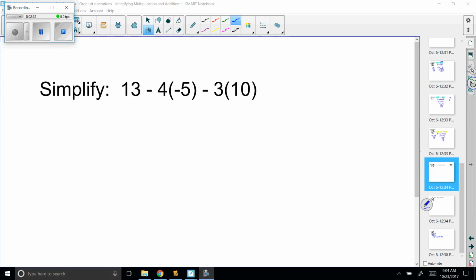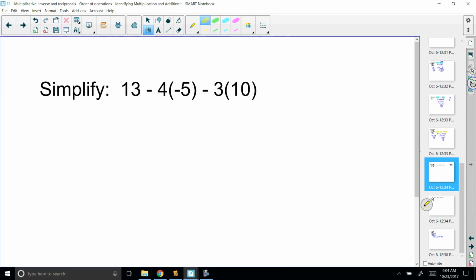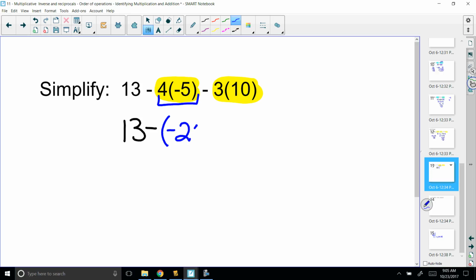As we look at it, if you're going to read it as you go across, you're going to say 13 minus 4 times negative 5, so there's our multiplication, minus 3 times 10. So I have 13 minus, what is 4 times negative 5? That's negative 20. Be careful, I've designated based off of color, bringing down the minus sign, and then when you multiply and get a negative.